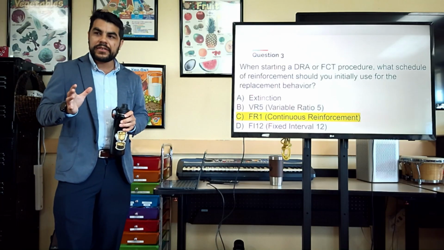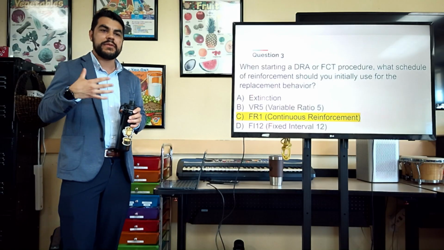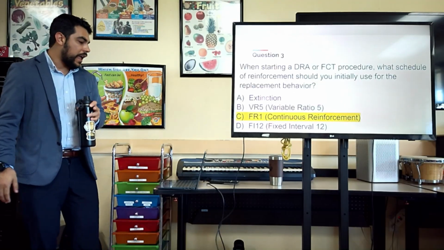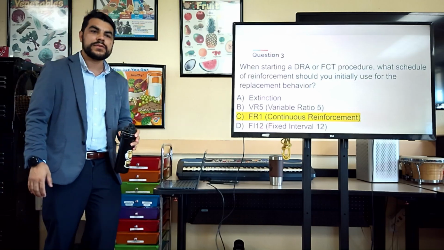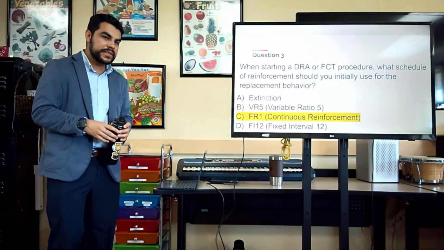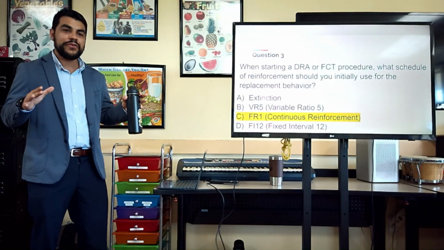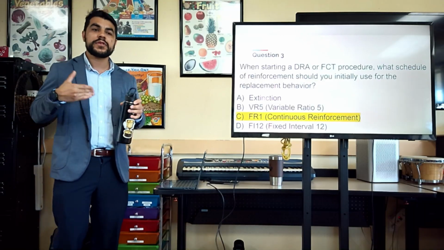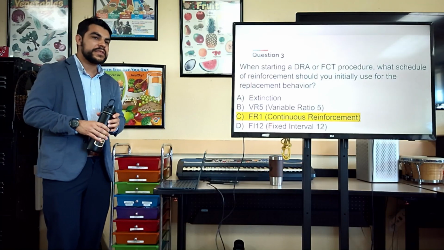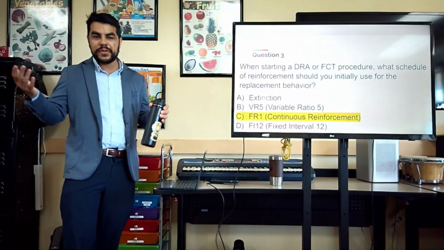Variable ratio 5, for those of you who remember, is when we reinforce a response on average for every 5 instances of the behavior. And fixed interval is when the first response after 12 minutes gets reinforced. All of these are not suitable for reinforcing a behavior we're trying to develop. The only one that makes sense is FR1, continuous. Every time they ask for a break, give them a break. Every time they ask for water, give them water.